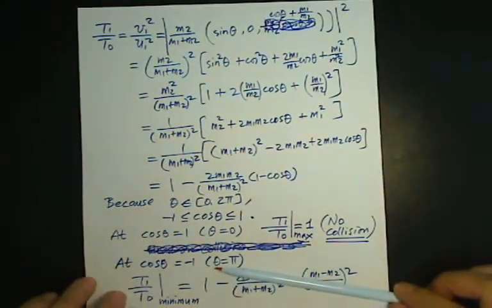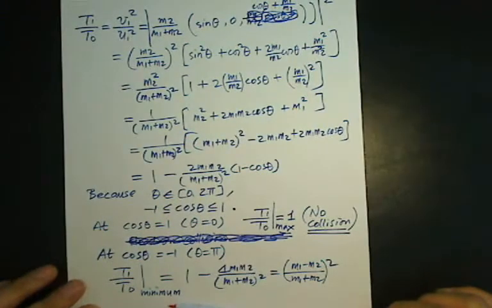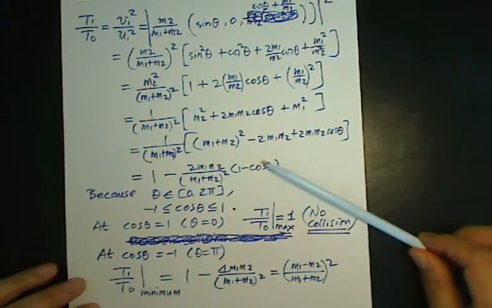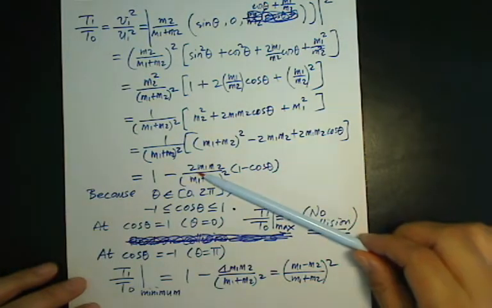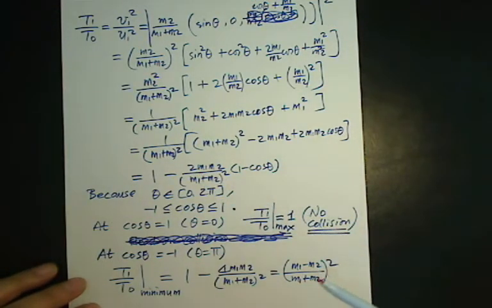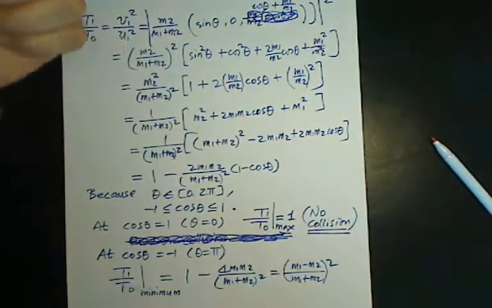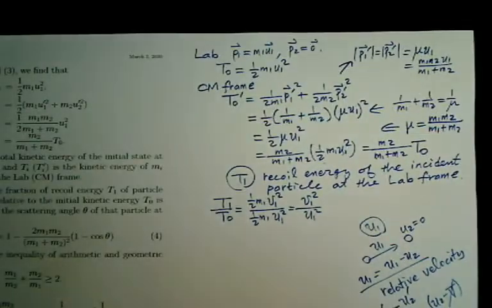And the minimum value, what is the minimum value? When cosine theta becomes minus 1, so this is 4. That is (m1 minus m2) over (m1 plus m2), squared, something like that. So it is a back-to-back collision. That means the greatest momentum transfer appears to the target.